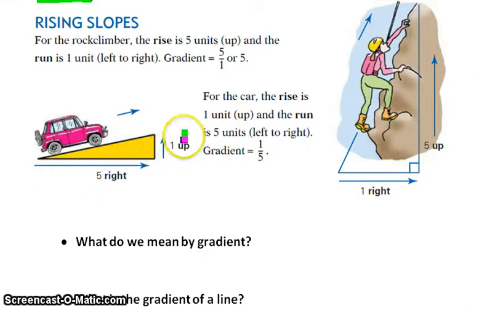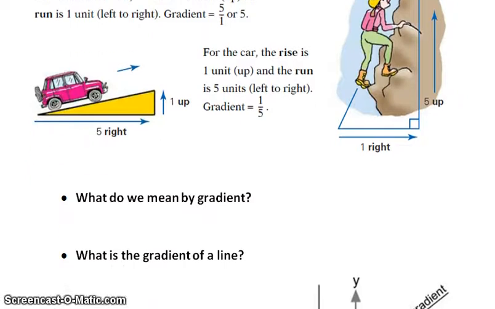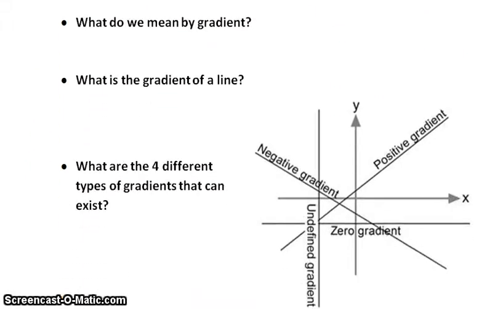Same with this car. They're going up a road where it's 1 up and 5 across. The rise is 1, the run is 5. So tell me what you think we mean by gradient. I just told you that it's the slope or steepness of a line. And what is the gradient of a line? Well, I just answered that as well. In gradient, we're talking about slope or steepness. The gradient of a line is just the slope or steepness of a line.